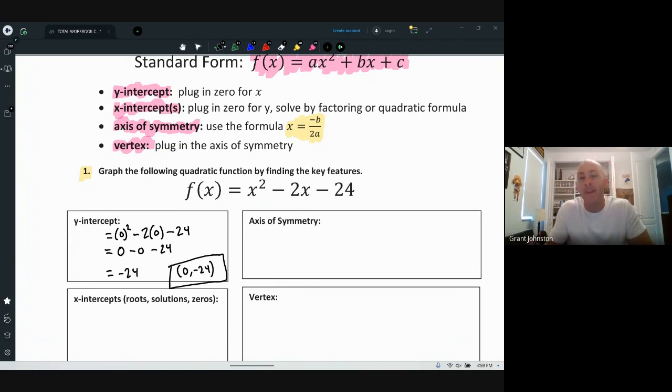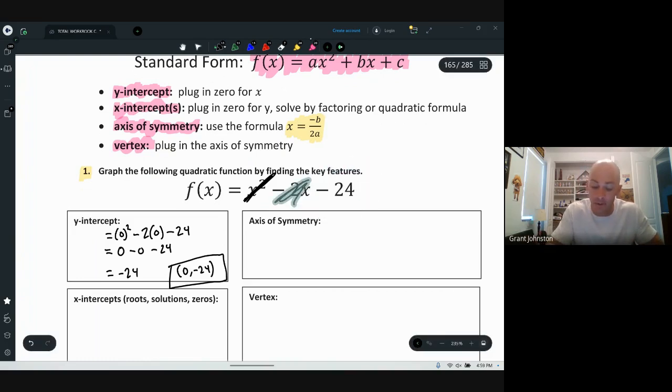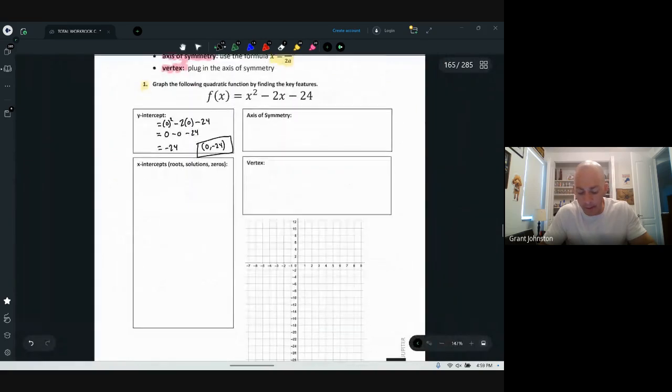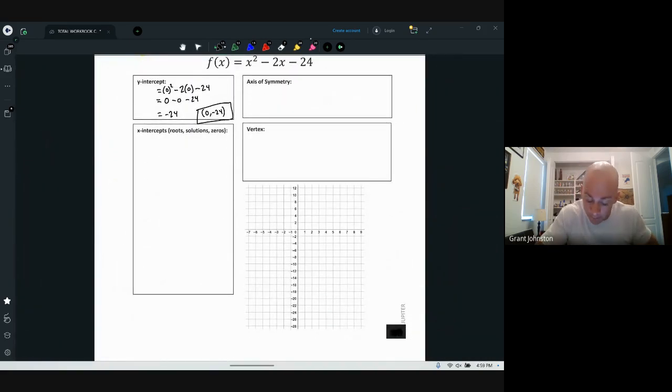With these standard form equations, once you plug in 0, the first two terms just cancel out. The y-intercept is always going to be that last number when we're dealing with standard form, because once you plug in 0, those first two terms turn to 0, so it's going to be that last term. So negative 24 is the y-intercept. Why don't I go ahead and plot that right now? The y-intercept is negative 24, so I'm going to put a dot here. That's my y-intercept.